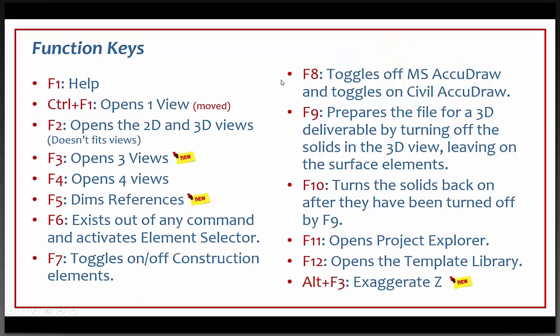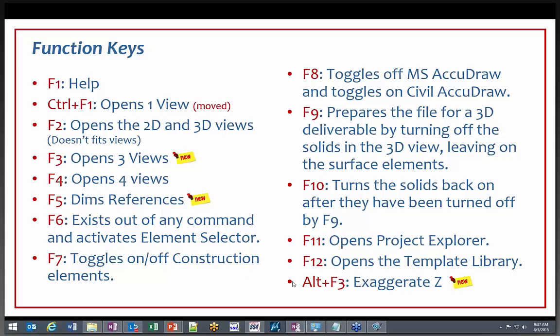Oh, there is one more. I've just got it covered up by this extra dialog on my screen. The Alt F3 is to exaggerate Z. Again, this is another new tool that allows you to exaggerate the vertical elevations in a model or a terrain.